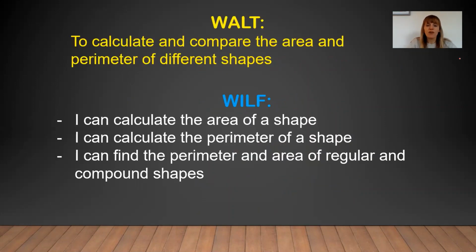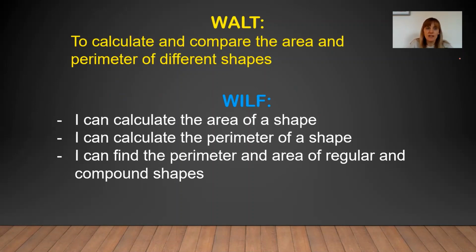Okay, well done. Right, our WALT today, we're going to be like yesterday, calculating and comparing the area and perimeter of different shapes. We need to be able to calculate the area, calculate the perimeter, and find the perimeter and area of regular and compound shapes. And also we're going to be thinking about the facts that we know and how we can use those to help us.